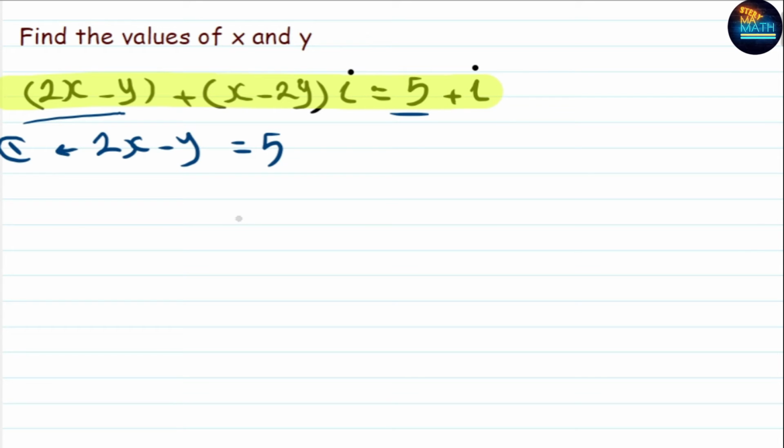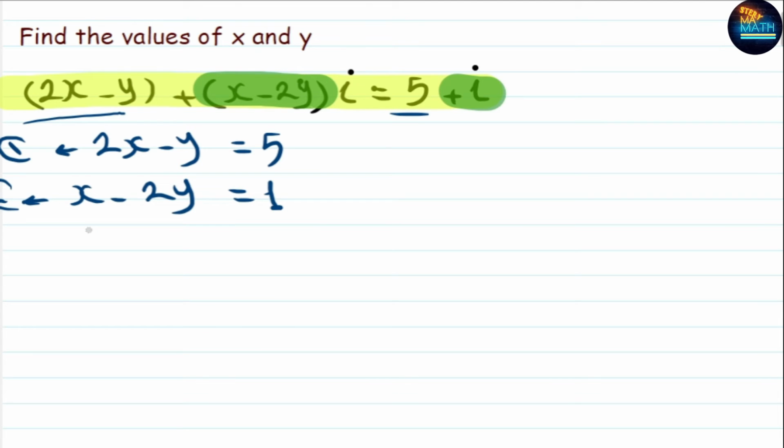And the imaginary parts with the imaginary parts. I mean x minus 2y is equal to 1, because here you have 1 besides i. All right. Now here you can't solve these equations separately because these equations are two variables of the first degree. All right, let's do it simultaneously.